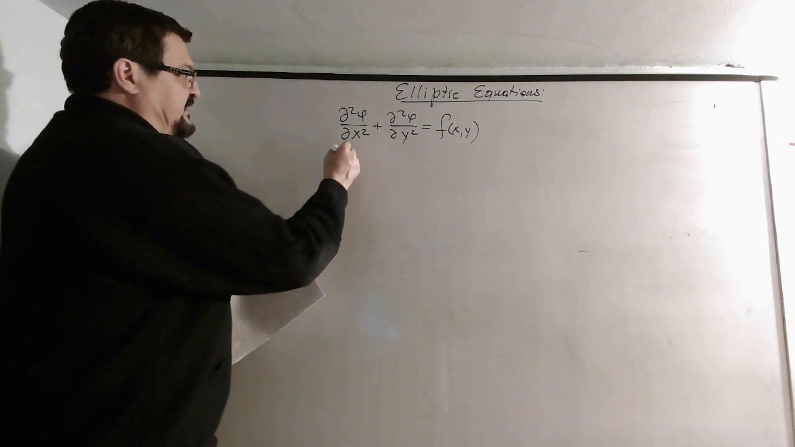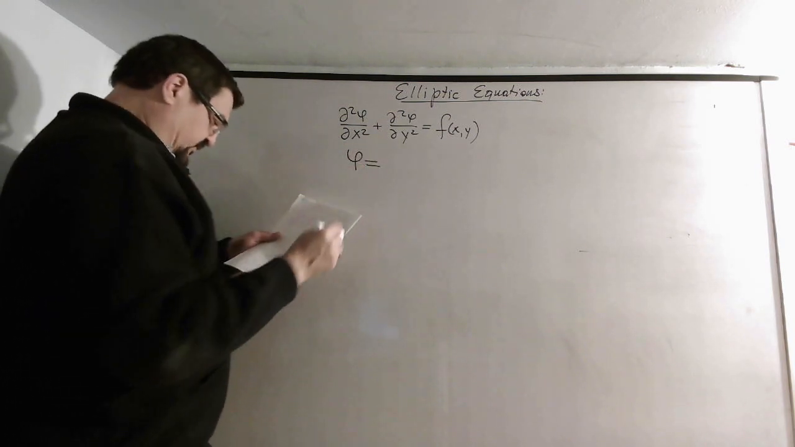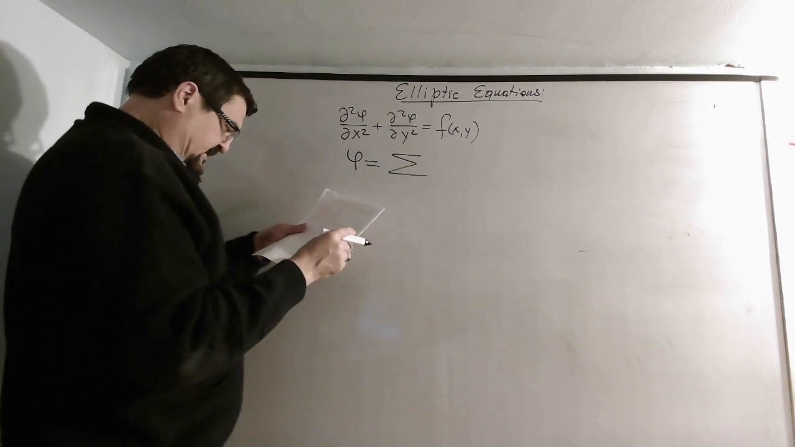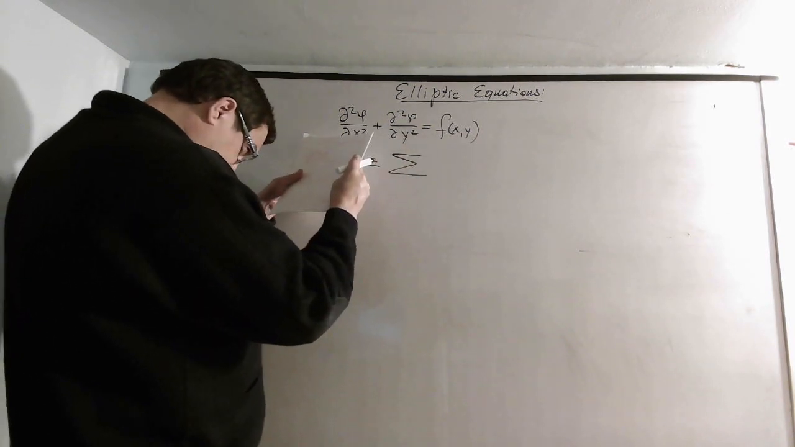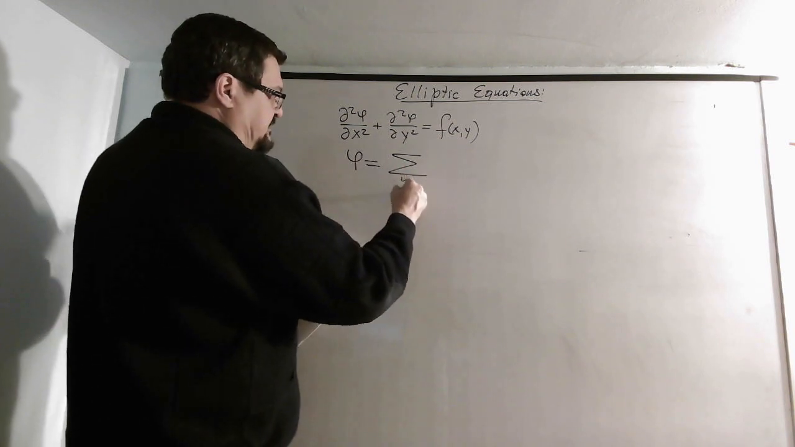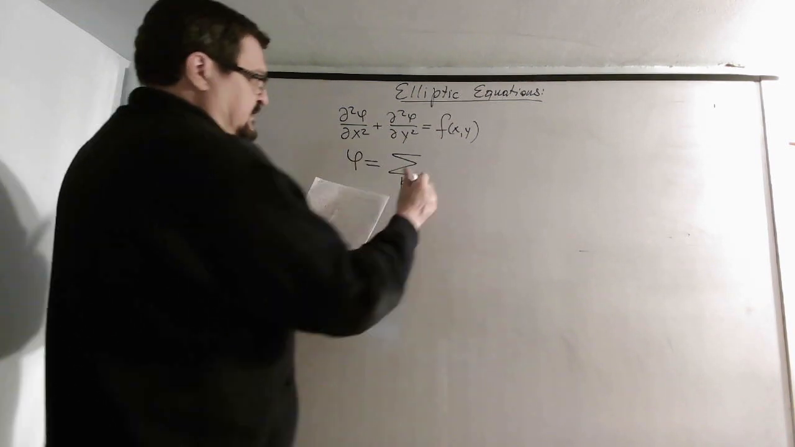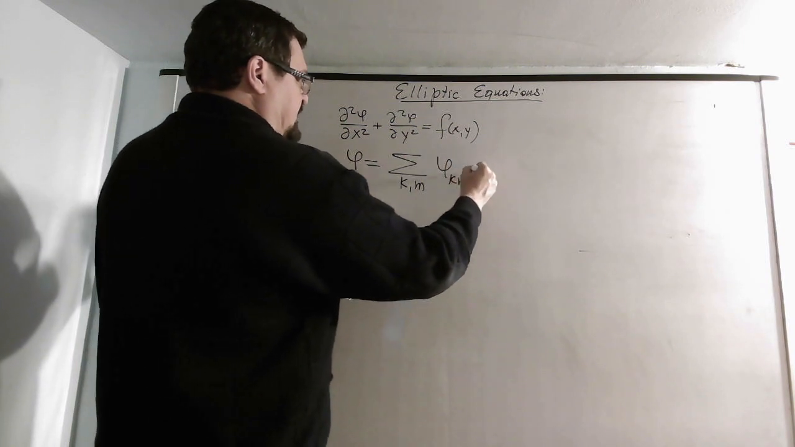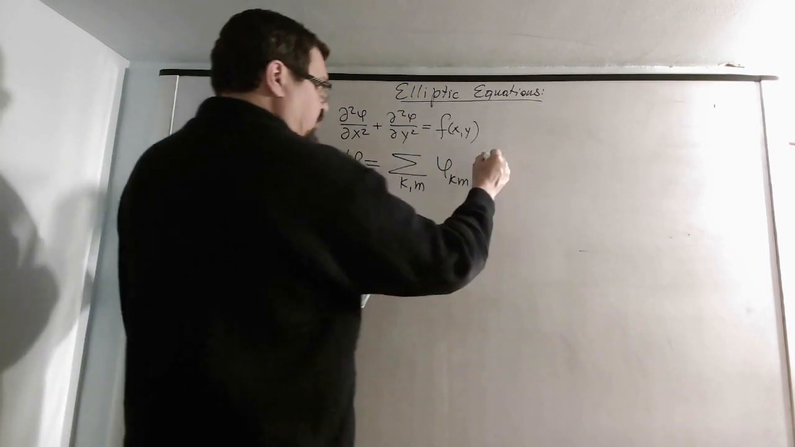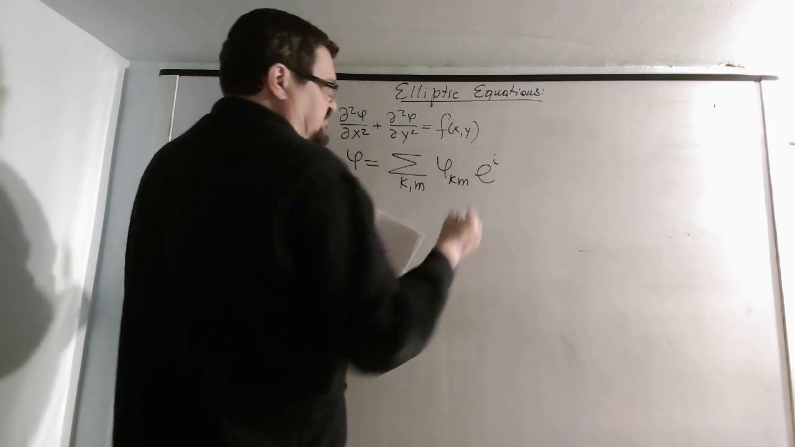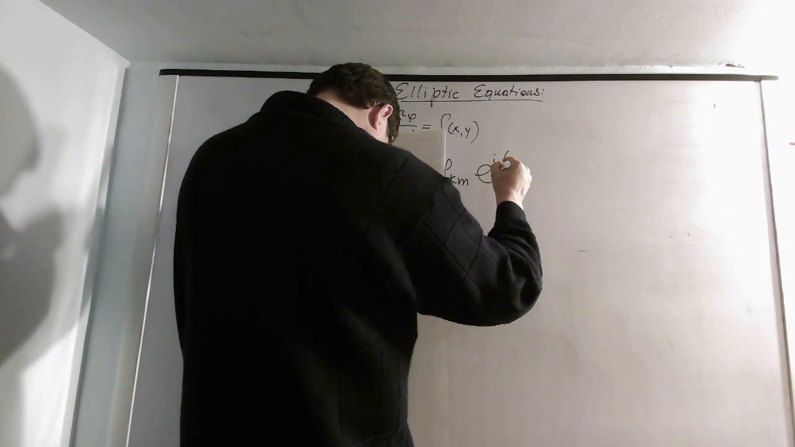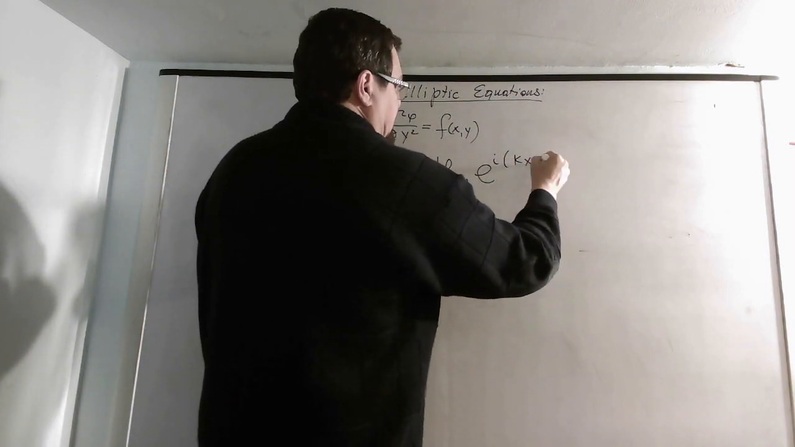So you basically write your solution as a sum of some Fourier harmonics over wave numbers k and m, such that the amplitude k, m times the complex exponent e to the power i times (kx plus my).